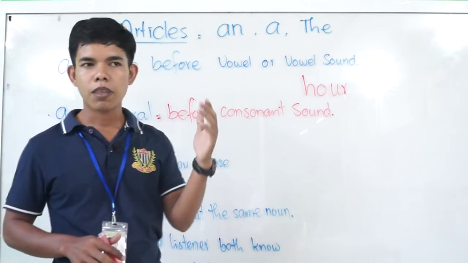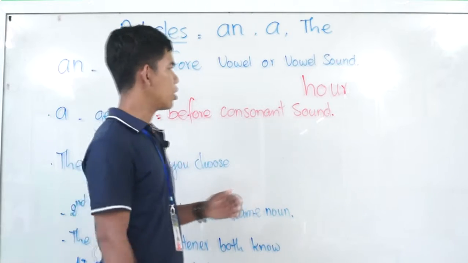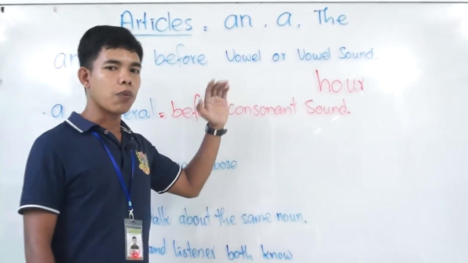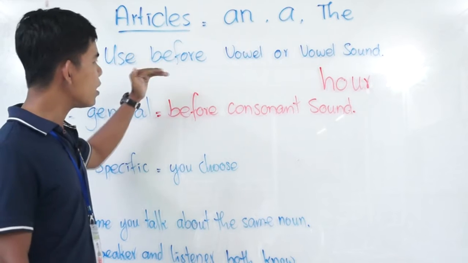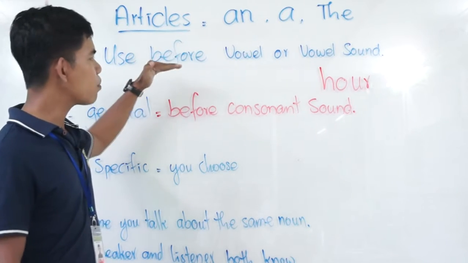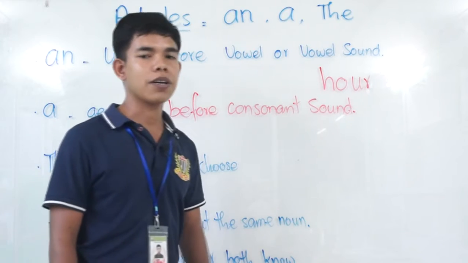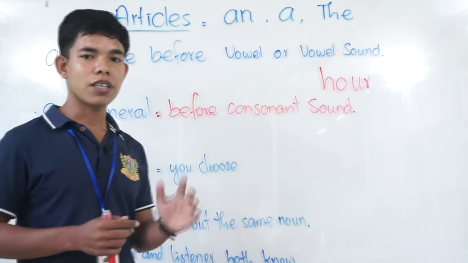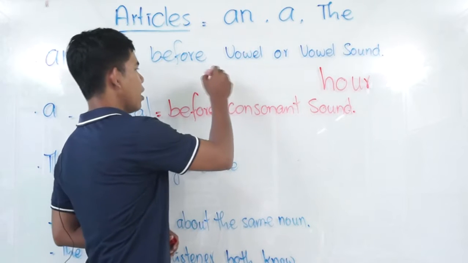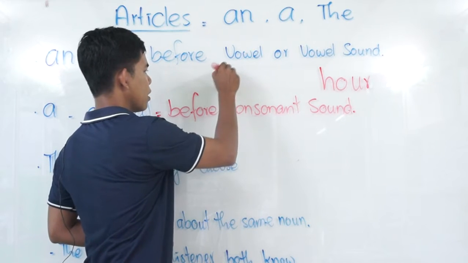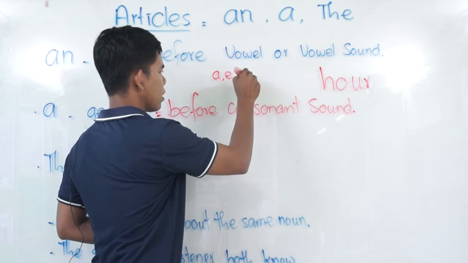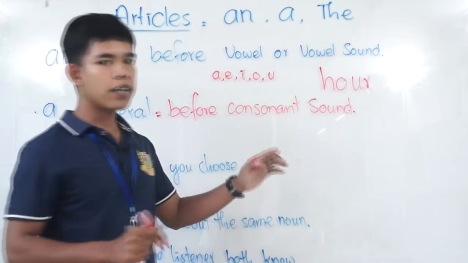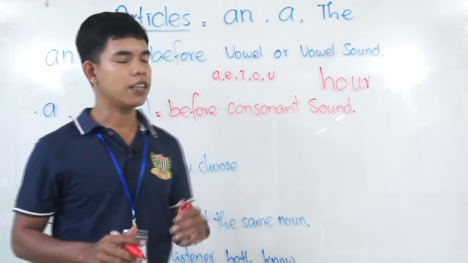That is the 3 common articles in the English language. Some of you may know that we use an before a vowel or a vowel sound. Do you know how many vowels there are in English? We have 5, right? A, E, I, O, and U. We call these the vowel sounds in English.